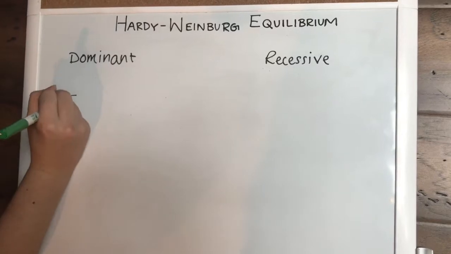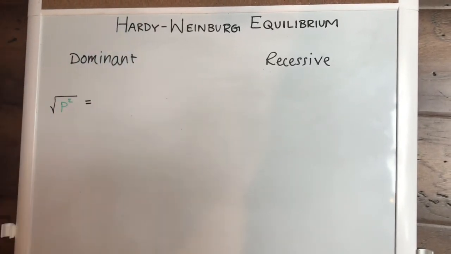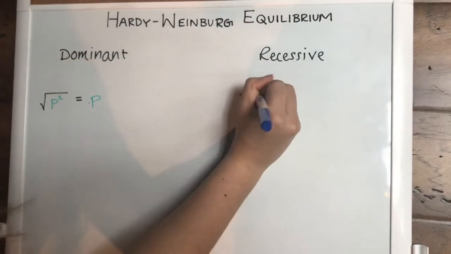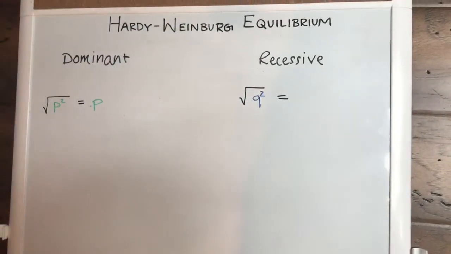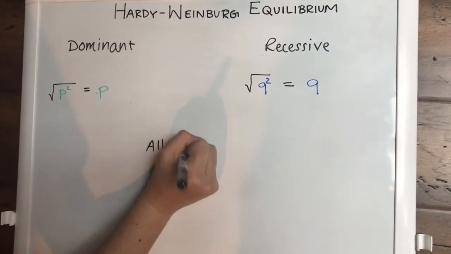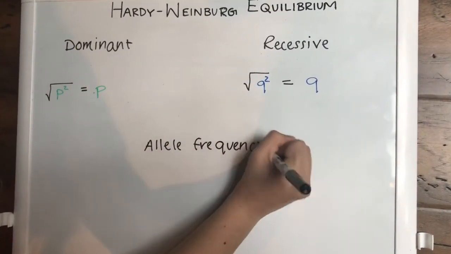How often a specific allele occurs in a given gene pool is known as the allele frequency. By taking the square root of p squared, you get p, which is the dominant allele frequency. By taking the square root of q squared, you get q, which is the recessive allele frequency.